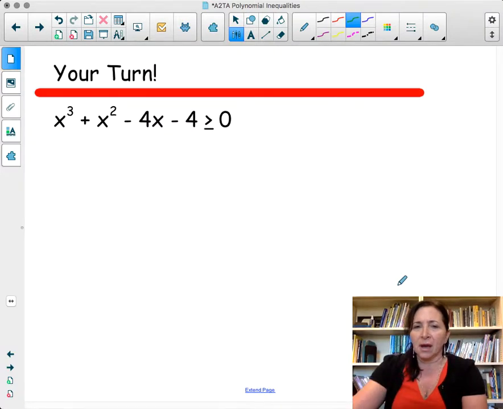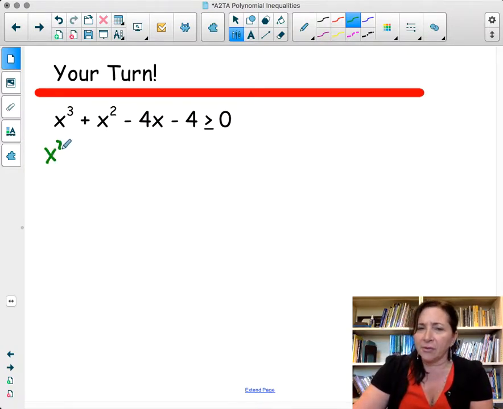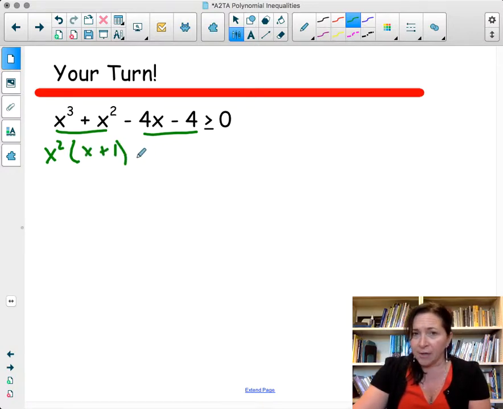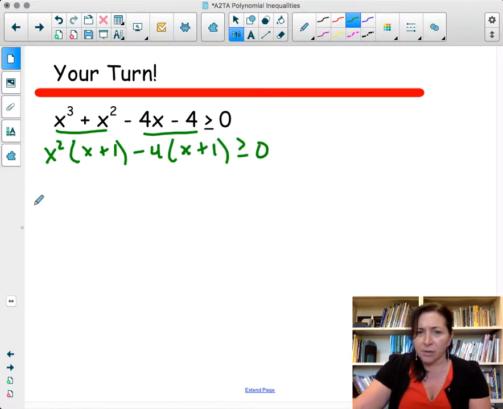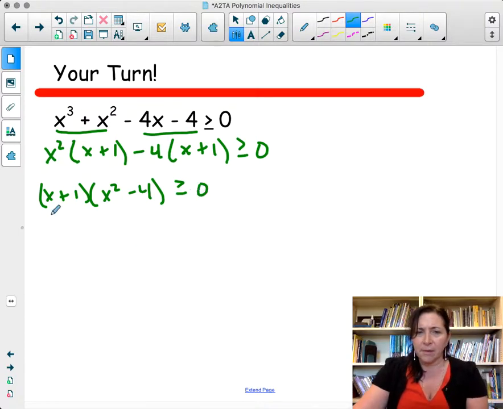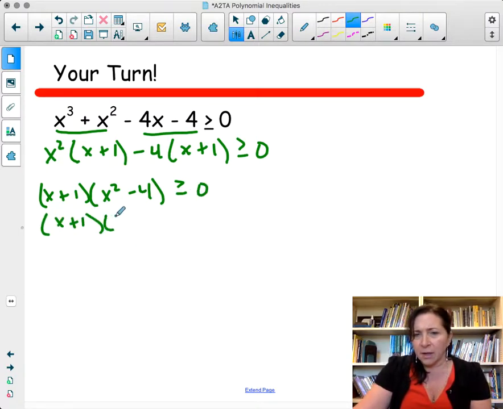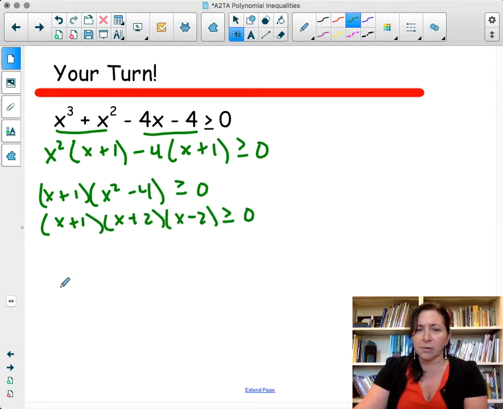Okay. The next problem is another example. So this one, I think I can do factoring by grouping. Grouping means you're going to group the first two and the last two terms. So I'm going to factor out an x squared, and I have x plus 1 left. I'm going to factor out a -4, and that's going to give me x plus 1 greater than or equal to 0. I have x plus 1, and I have x squared minus 4 greater than or equal to 0. I have x plus 1, x plus 2, and x minus 2 greater than or equal to 0.